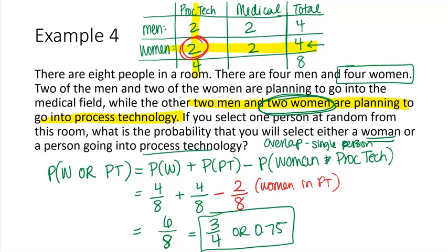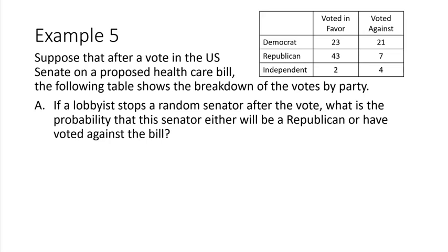Now you might have noticed I kind of pushed us towards setting up that table because it's one way that we can organize our data to keep it cleaner or easier to look at. Sometimes the problems will be nice enough to go ahead and set it up that way for us. So example 5. Suppose that after a vote in the U.S. Senate on a proposed health care bill, the following table shows the breakdown of the votes by party. Please, by all means, this is not a political statement. This is just another situation where we can look at probability.